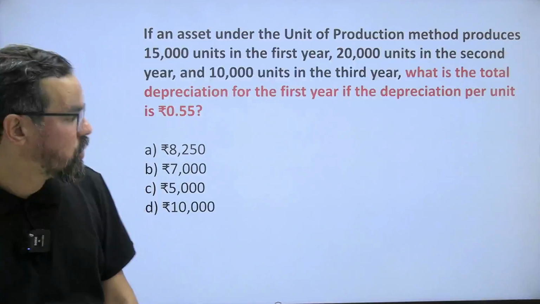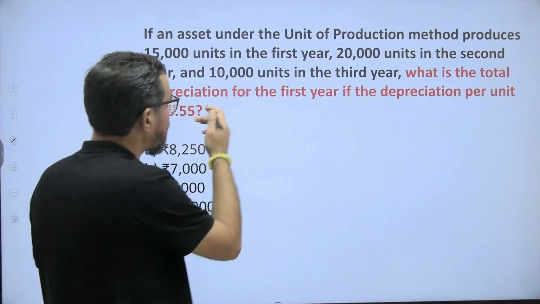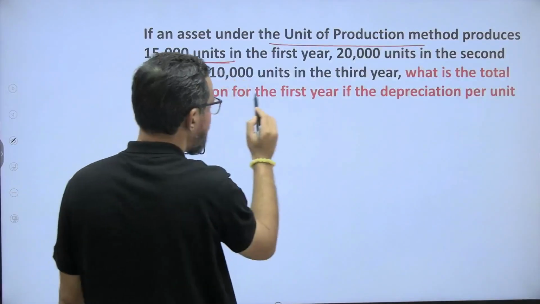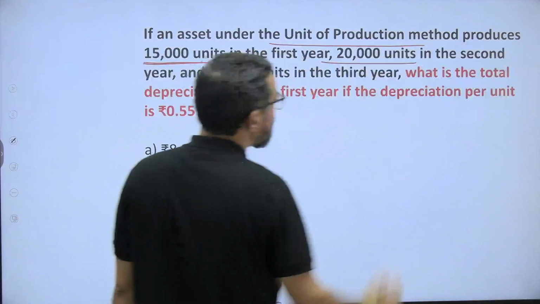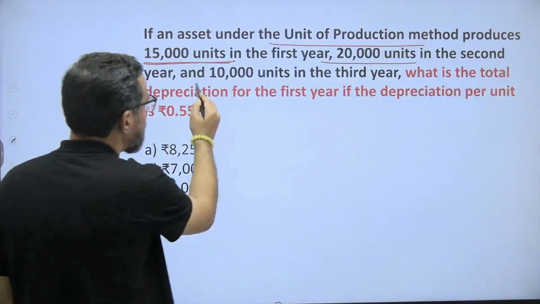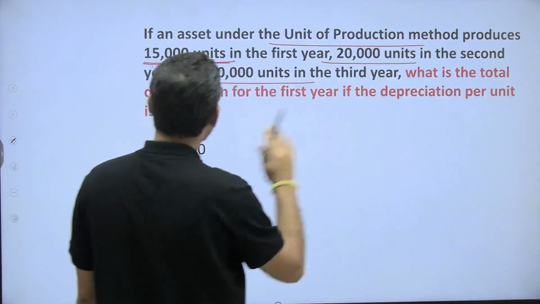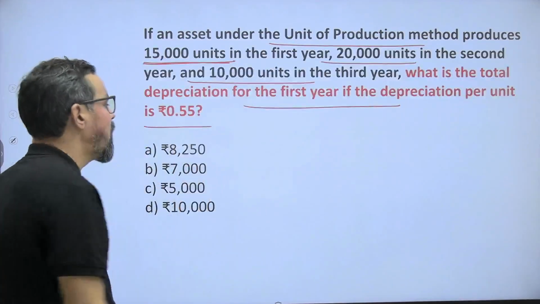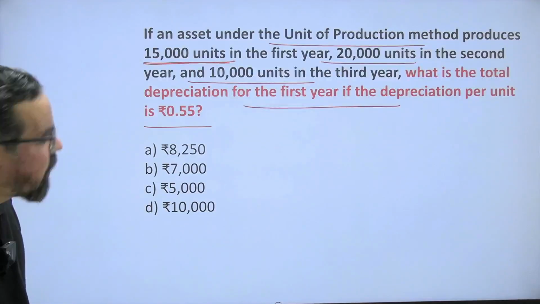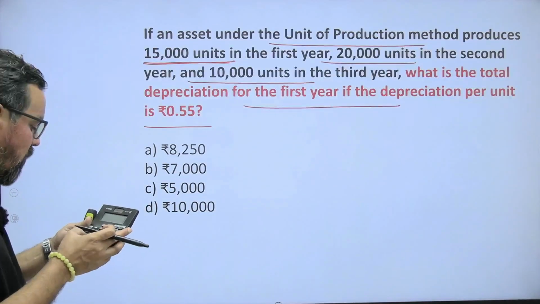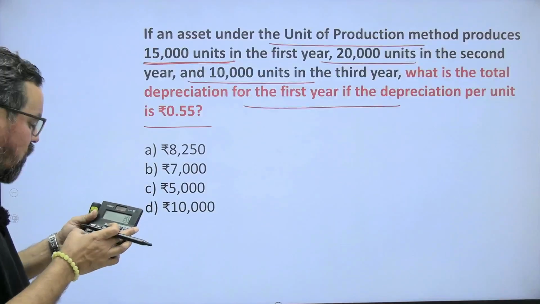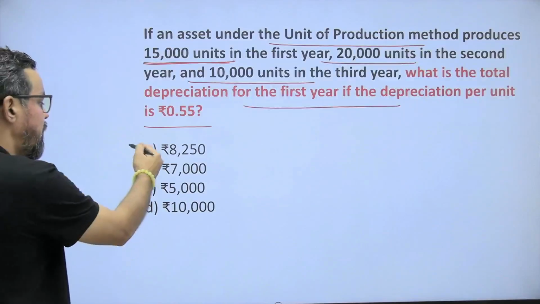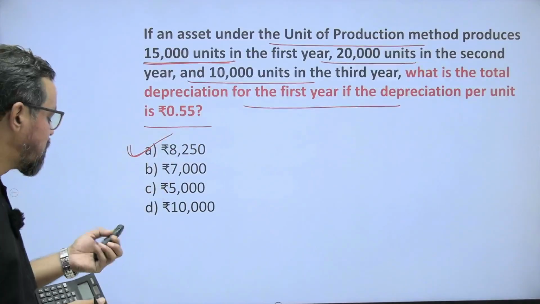Now first question on your screen. If an asset under the unit of production method produces 15,000 units in the first year, 20,000 units in the second year, and 10,000 units in the third year, what is the total depreciation for the first year if the depreciation per unit is 0.55? So this is very simple. Depreciation per unit is 0.55 into the first year output is 15,000, right? So it is 8,250. You just have to multiply this particular one, right? So this is a very simple calculation.